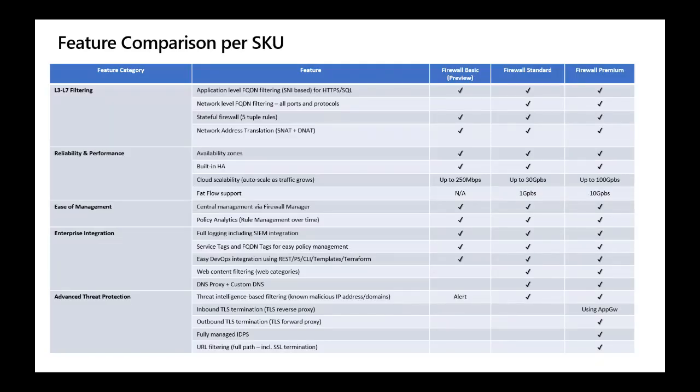So in terms of comparisons between these 3 SKUs, starting with basic, for Azure Firewall Basic, this is our entry-level firewall intended for SMBs, small, medium enterprises. So with this, it supports customers with throughput needs of less than 250 Mbps. Azure Firewall Basic includes layer 3 to layer 7 filtering and also alerting on malicious traffic with a built-in threat intelligence from Microsoft Threat Intelligence.